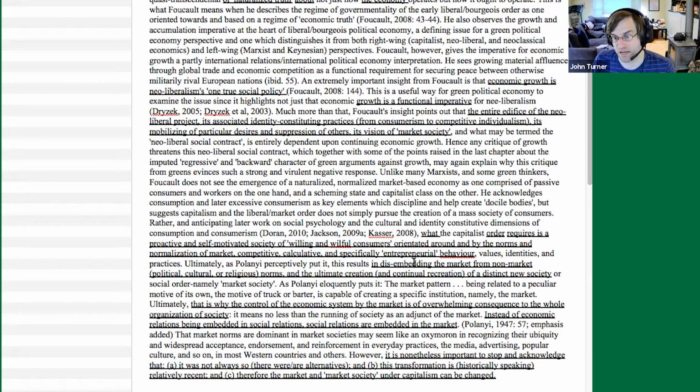In disembedding the market from non-market political, cultural, religious norms, and the ultimate creation and recreation of a distinct new society. That is why control of the economic system by the market is of overwhelming consequence to the whole organization of society. Instead of economic relations being embedded in social relations, social relations are embedded in the market, right?